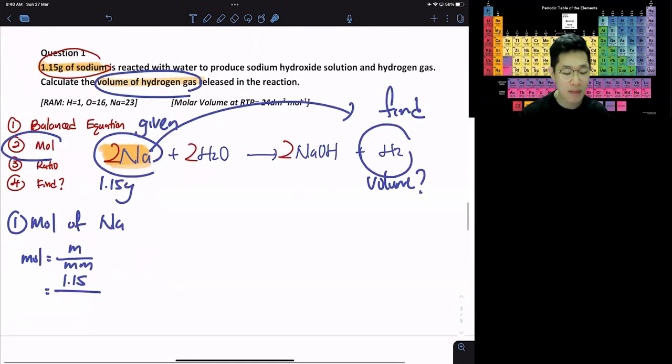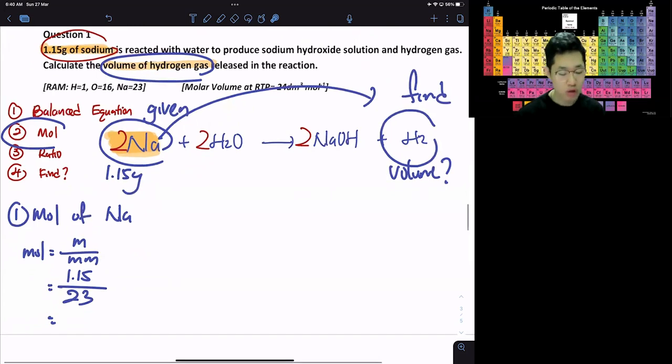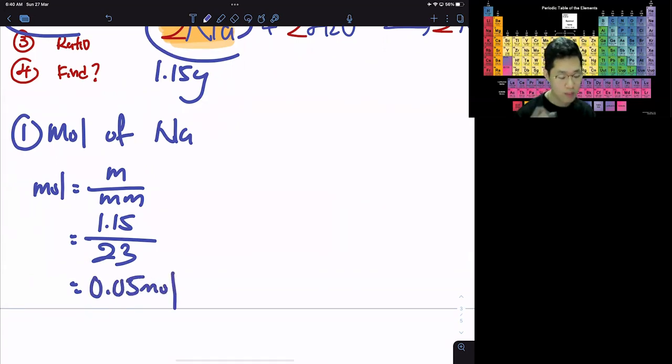How to find molar mass? It is already given in the question. Sodium is Na, and Na is 23. So I put 23 here. Remember, don't include the number that you use to balance the equation, because molar mass, molar means one mole. So only put the mass of 1 Na. So you will be getting 1.15 divided by 23, 0.05 mole.